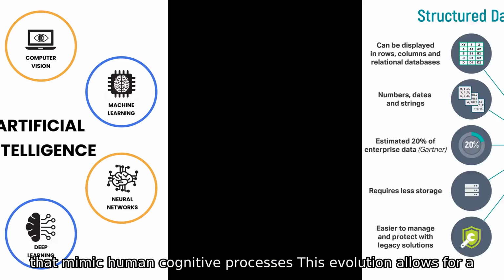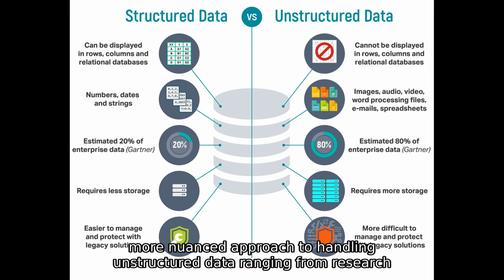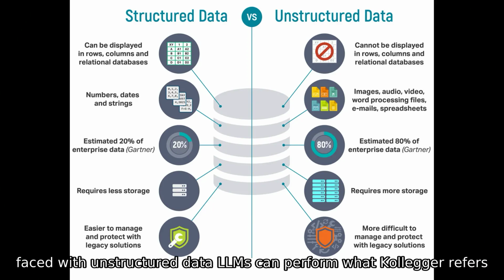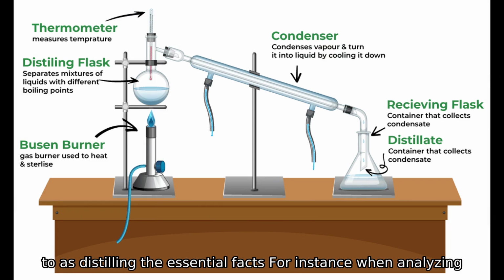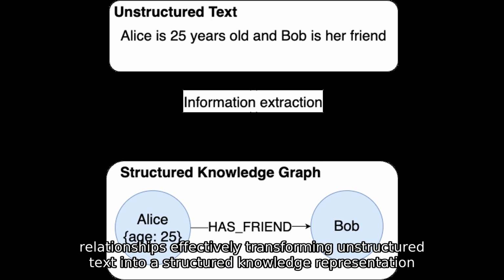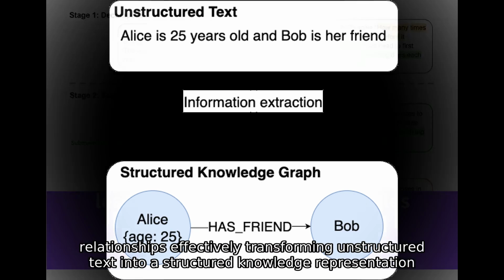This evolution allows for a more nuanced approach to handling unstructured data, ranging from research papers and documents to images and other scientific content. When faced with unstructured data, LLMs can perform what Kolleger refers to as distilling the essential facts. For instance, when analyzing scientific literature, the system can pinpoint key entities and their relationships, effectively transforming unstructured text into a structured knowledge representation.